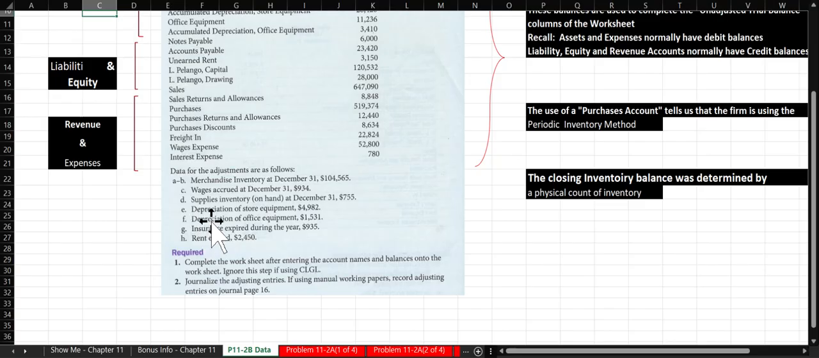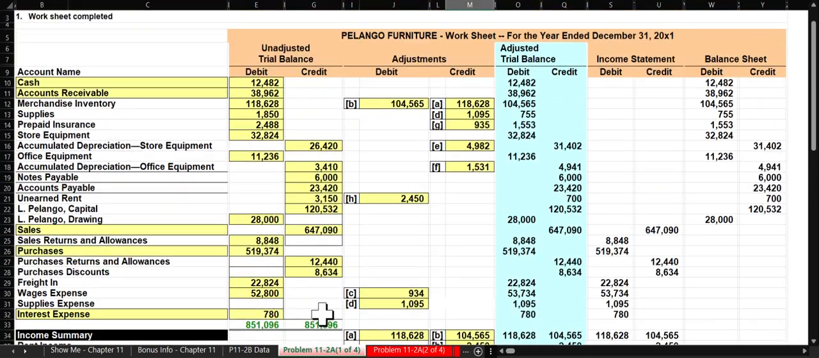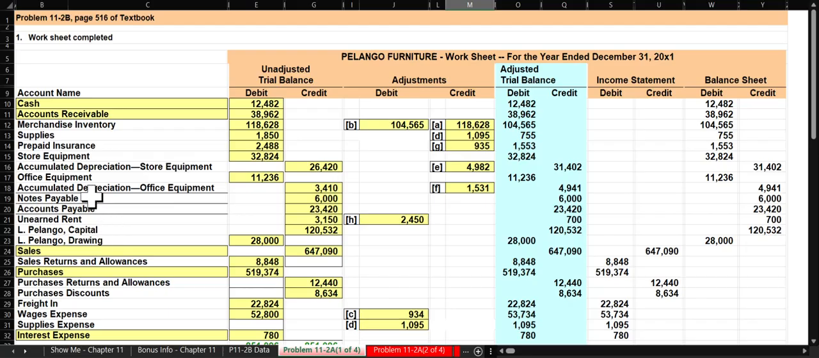Item D was for supplies inventory, and the amount that we still have is $755. So we bought a certain amount of supplies, and we still have $755 that we haven't used. So let's quickly see what happened there. You can see that for supplies, we are showing $1,850. So during the year, or sometime prior to now, we bought a total of $1,850 worth of supplies.